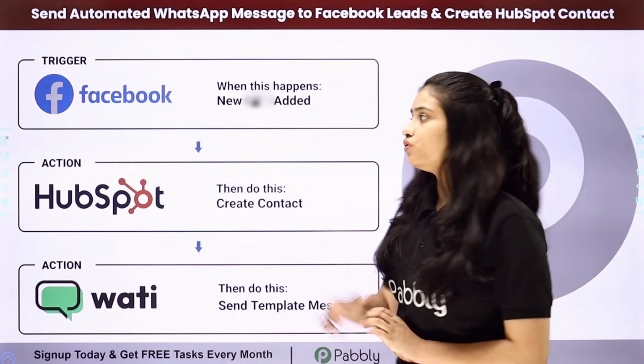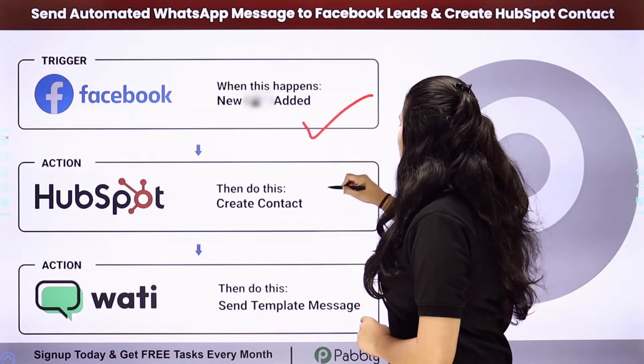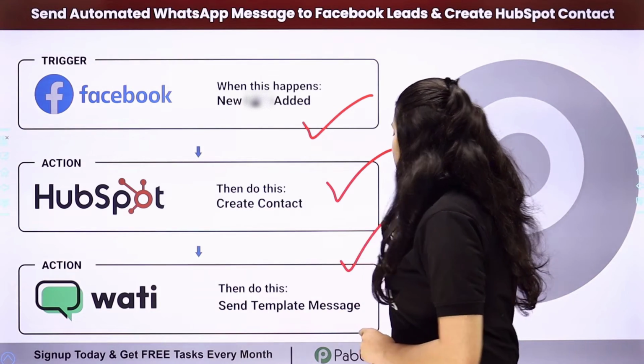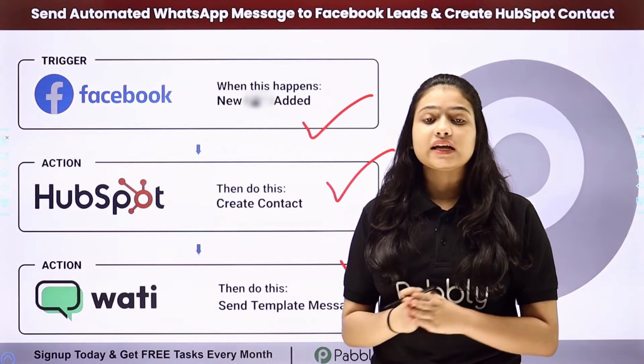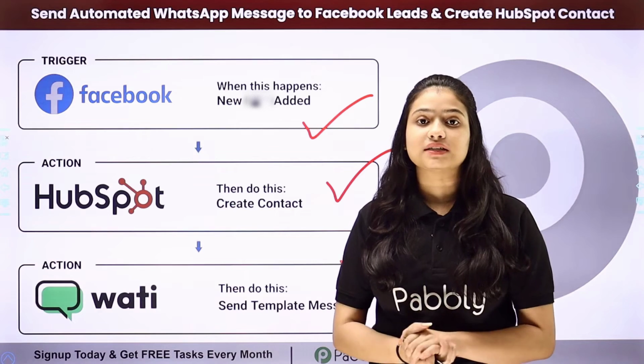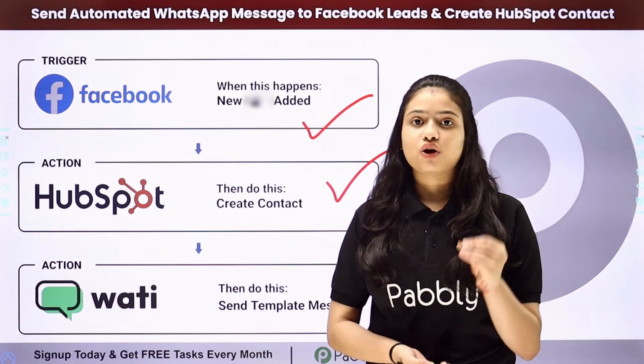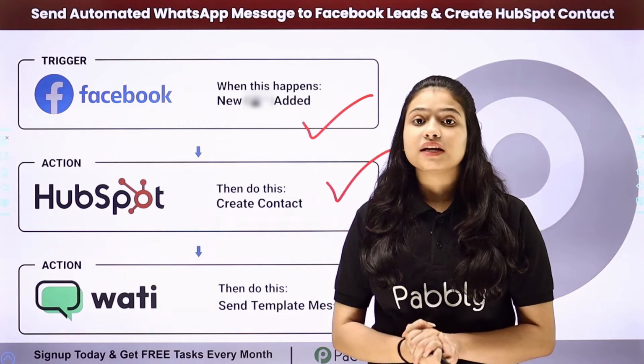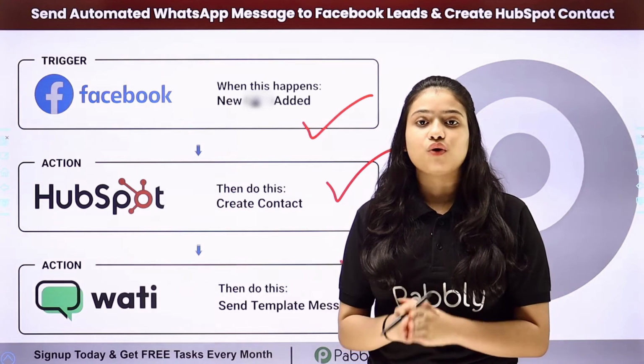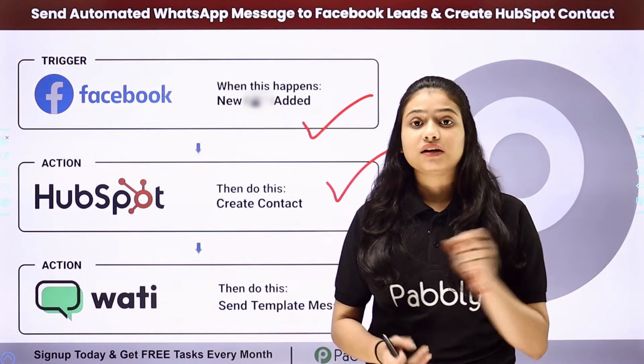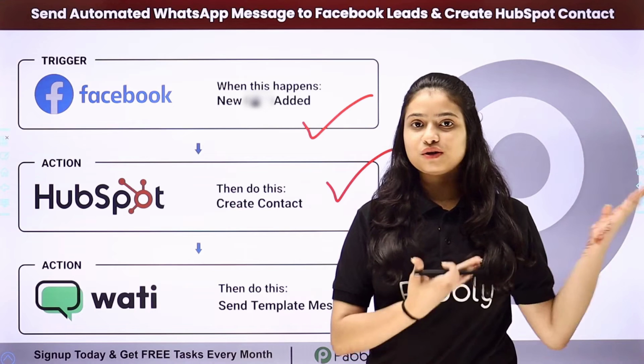Now what we are going to do is, we have Facebook lead ads in our trigger, and HubSpot CRM and Vati in our action. In place of Vati you can also take any other application through which you want to send WhatsApp template messages, such as Interact or AiSensy. And now we are going to connect all of them using Pabbly Connect in order to automate this entire process. To learn this entire process step by step, let me take you all to my screen.